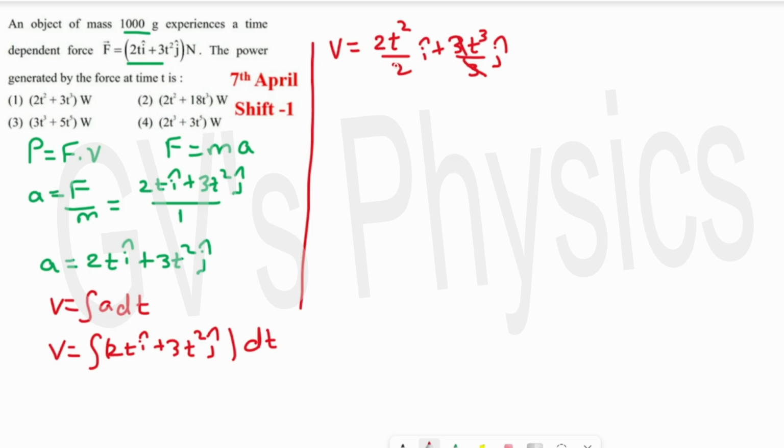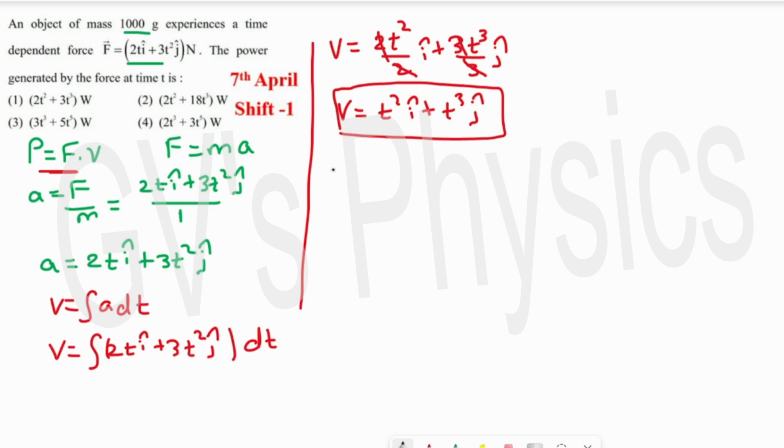Okay, so we will get v is equal to 2t square by 2 i cap plus 3t cube by 3 j cap. Okay, so 3 will get cancelled, here 2 will get cancelled. So we got the velocity as v is equal to t square i cap plus t cube j cap. Okay, so already we know force and we got the velocity. Now we can calculate the power.